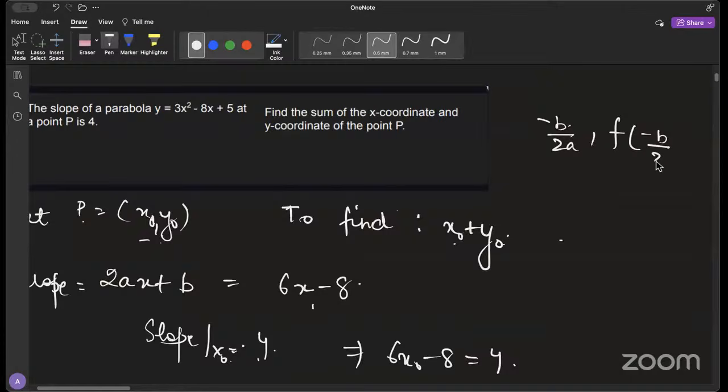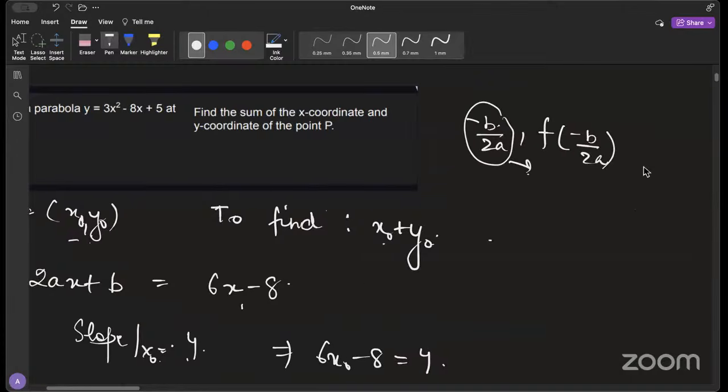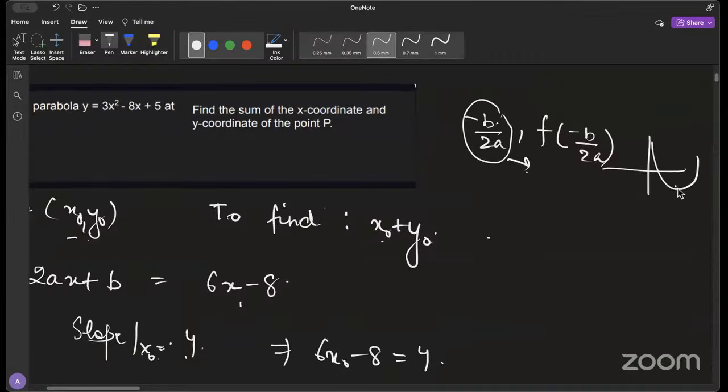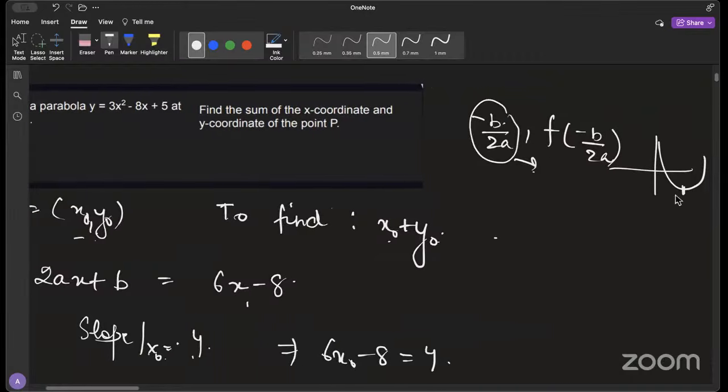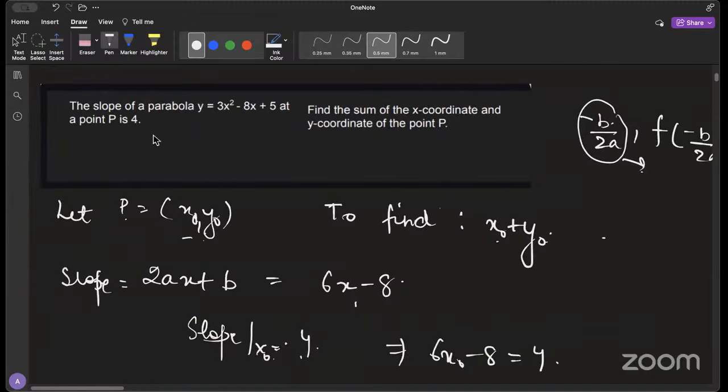If you don't have anything particular in mind, then minus b by 2a and f of minus b by 2a gives you the vertex, right? This is for the vertex of your parabola. If this is your parabola, then this is for this point, right? And we are not looking for this point, we're looking for the point where your slope is 4. Okay, ma'am. Thank you.